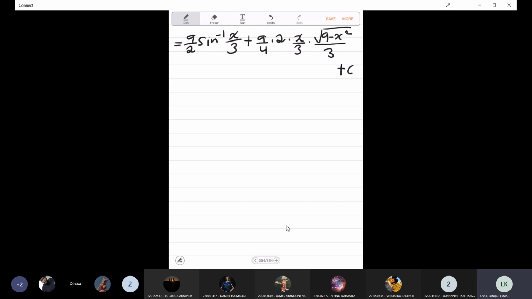Here I'm having x over 2, so the 9 will cancel with these, and then the 2 will cancel, and then I have a 2 there. So this is 9 over 2 sine inverse of x over 3, and then I have x over 2 square root of 9 minus x squared plus my constant of integration.